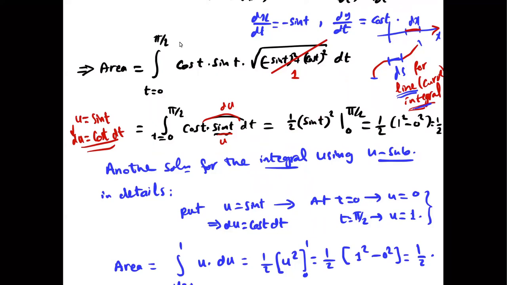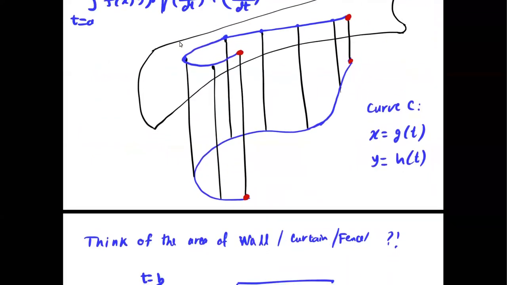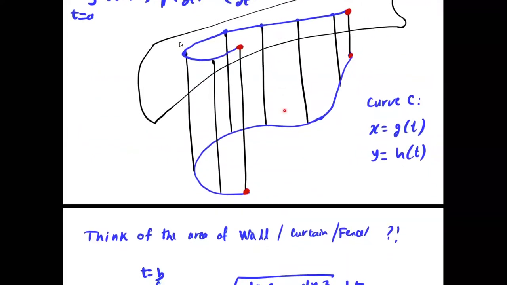Then t varies from 0 to pi over 2. Use the fundamental theorem of calculus. Plug in the upper bound minus the lower bound, you get half. What does this half represent? Geometrically, it gives this area. It is the area over this curve and under the surface of this function.